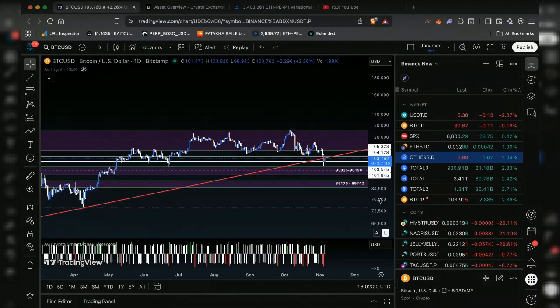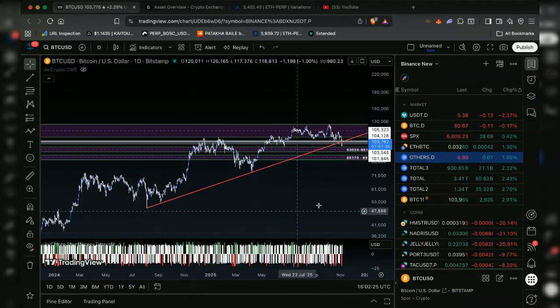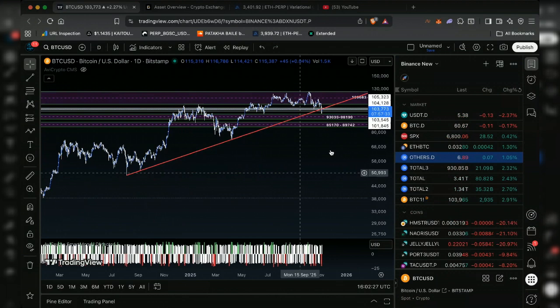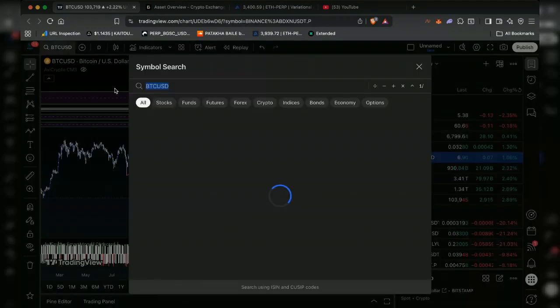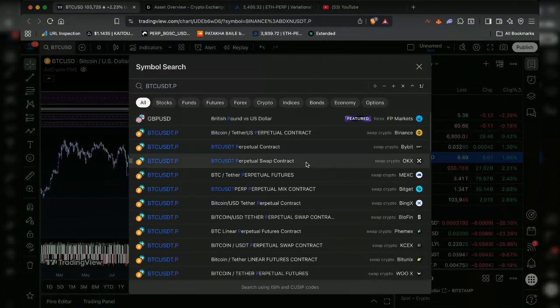Now let me just switch back to the daily chart. The daily chart, as I've already told you, is matching the weekly chart. We have already broken the macro trend alignment, and in the weekly we have already broken that, but we are waiting for the weekly close. Now, let me switch to the perpetual chart for a time being.